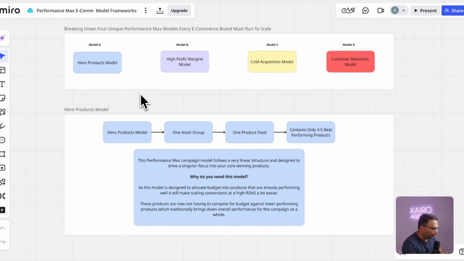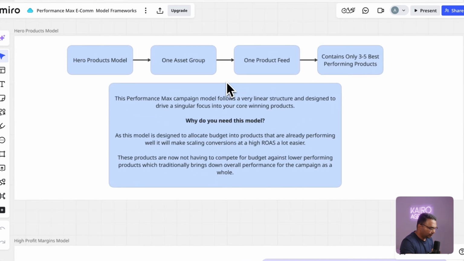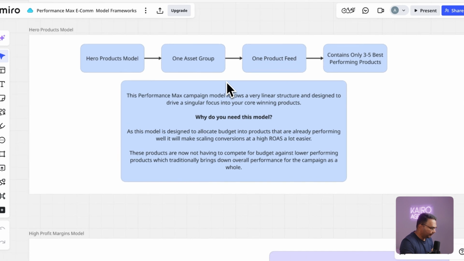In this video, I'm going to be covering 4 Performance Max models that you need to be testing if you're an e-commerce brand to scale revenue. The first one is your hero products model. Model B is your high profit margins model. Model C is your cold acquisition model. And Model D, which is a new one we're just testing, but we're seeing great results with, is the customer retention model. So, breaking down what each model is in detail.